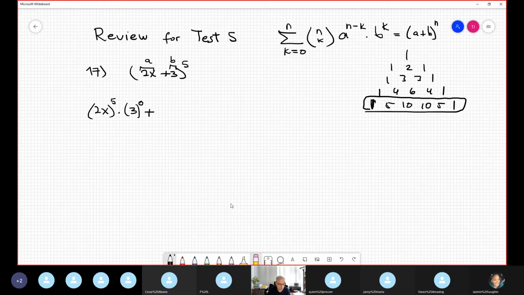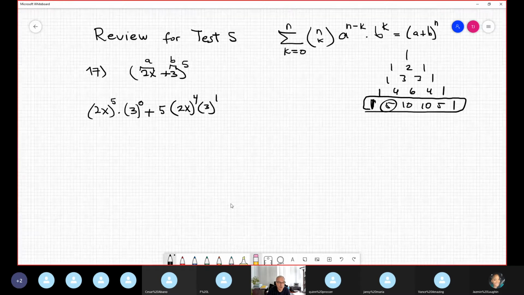Plus the second coefficient, 5. And you put A, in our example 2x, to the 4th power and 3 to the 1 power. It's very important to understand this when you're adding the exponents: 4 plus 1 is 5, 5 plus 0 is 5. This is a super fantastic way of verification.